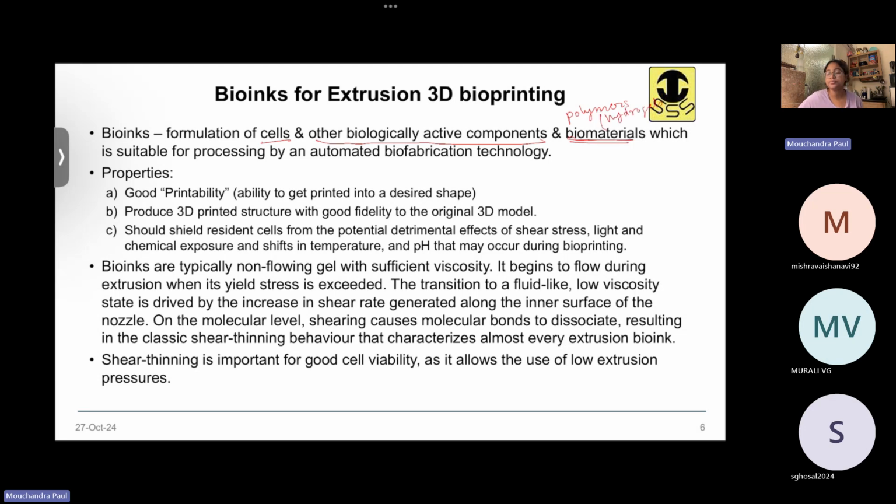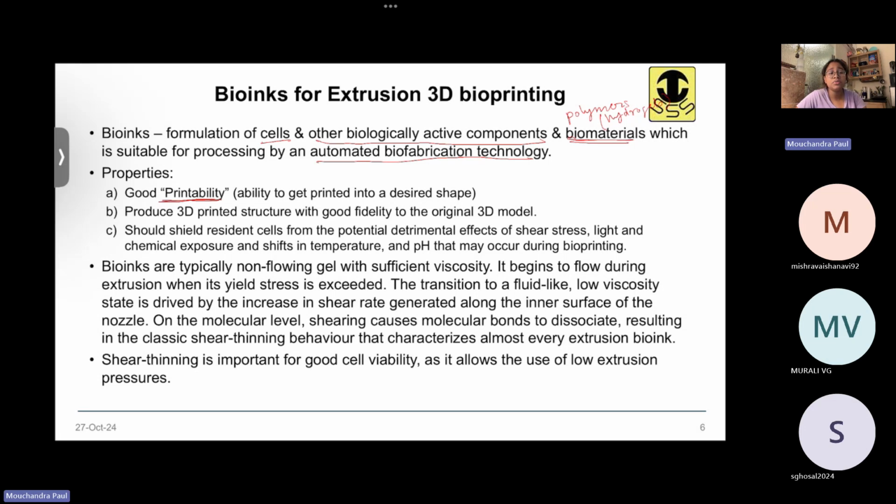So if anyone asks what type of biomaterials are used for making bioinks, these are actually hydrogel polymers. These two are mixed together and they are deposited using an automated robotic arm that we talked about, like the G code, and how the G code instructs the movement of the printhead in XYZ directions. So the deposition is highly automated. So what properties should the bioink have? First, it should have good printability.